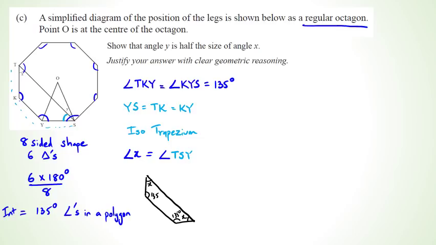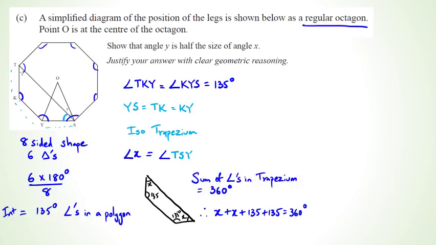So from this, I can work out that sum of angles in trapezium equals 360 degrees. Therefore, X plus 135 plus 135 equals 360 degrees. And of course, I can actually solve this and say X is equal to 45 degrees.